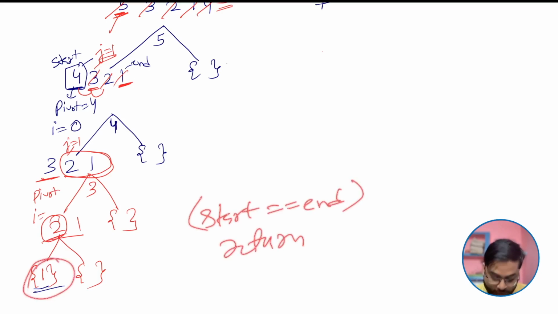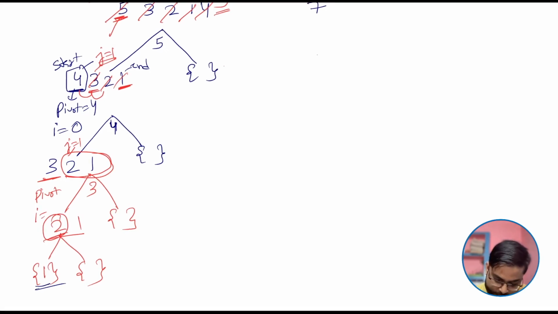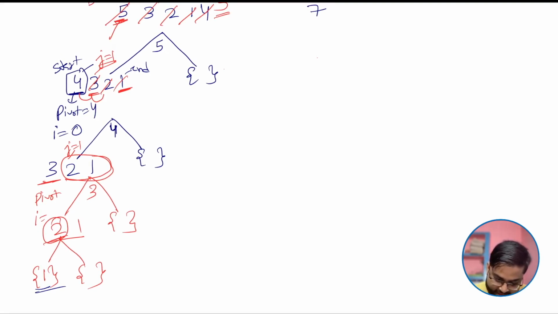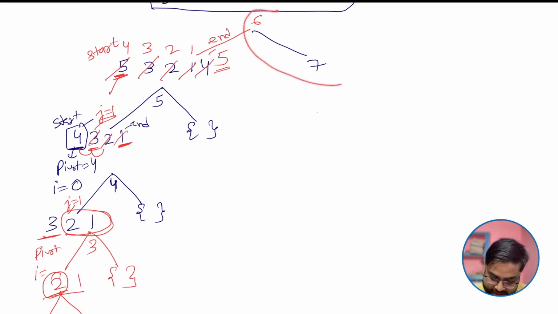Because there is only one element. So when I reach this case, I will simply return. Okay, so let's revise it. So this subtree is solved. Now come to this subtree, this after 6. So after 6 come to 7.